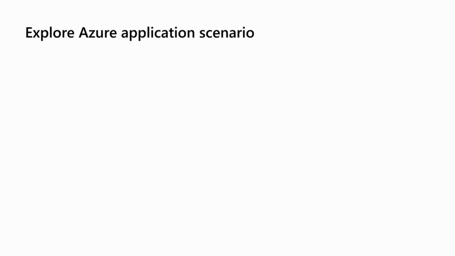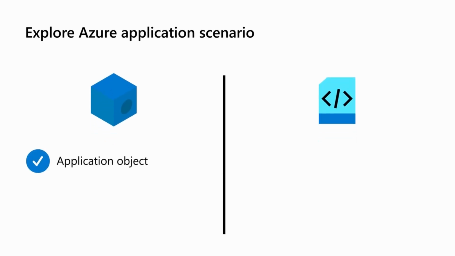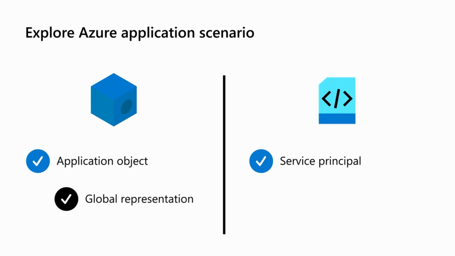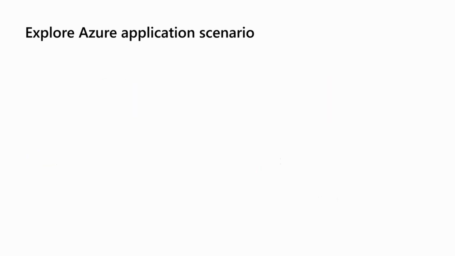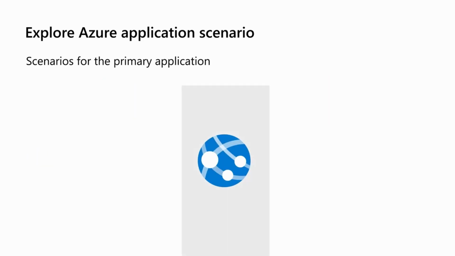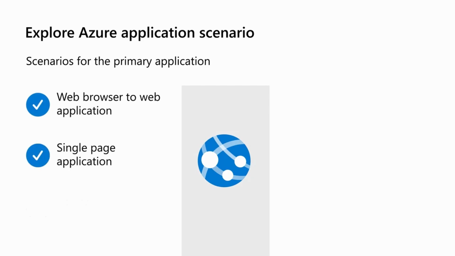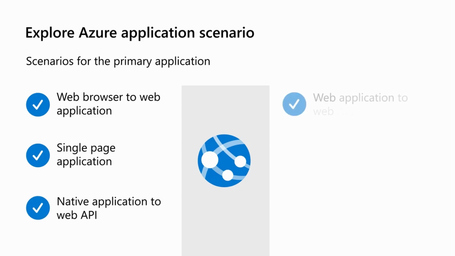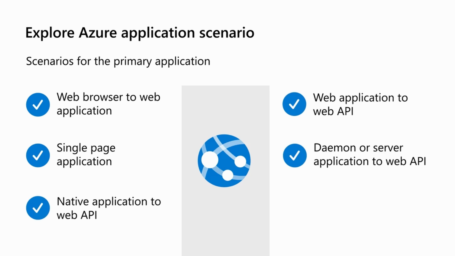You then explored Azure application scenarios for different applications, where you learned about the 2 representations of applications in Azure AD, the application object and the service principal. The application object is the global representation of your application for use across all tenants. The service principal is the local representation for use in a specific tenant. Azure AD supports 5 primary application scenarios: web browser to web application, single-page application, native application to web API, web application to web API, and daemon or server application to web API.